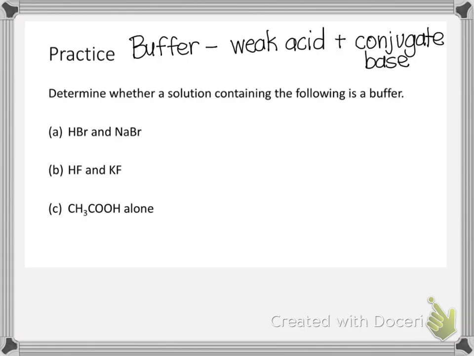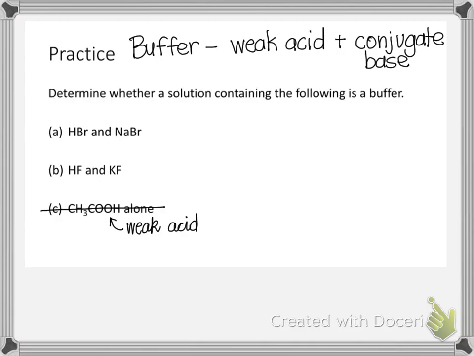So I can tell you right away, C would not, right? It cannot be a buffer because you cannot have one thing alone. You have to have a weak acid and a conjugate base. This is acetic acid, so it is a weak acid, but you cannot have it by itself. You have to have both components. So that's an easy one, let's cross it out.